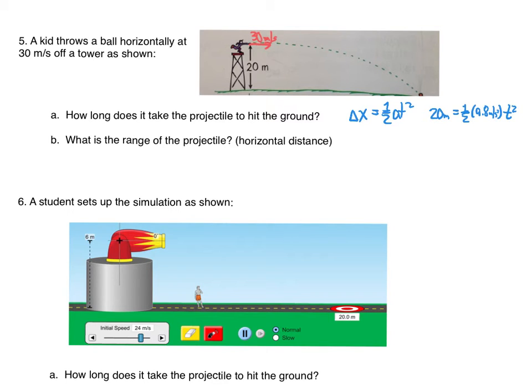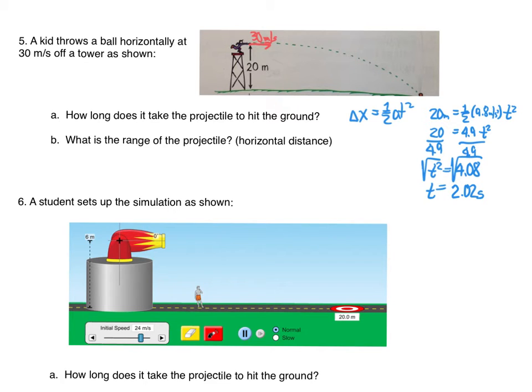So 1/2 9.8, I remember that's 4.9 t squared. And I'm going to have to divide that into 20. So if I divide both sides by 4.9 to get t squared by itself, t squared will be 20 divided by about 5, which is about 4. But we're going to be accurate here. So I got 4.08. If I square root both sides to find time, the time to hit the ground will be 2.02 seconds.